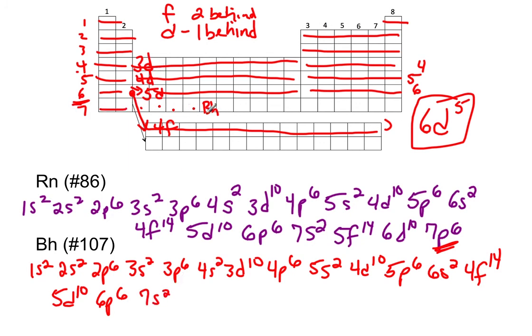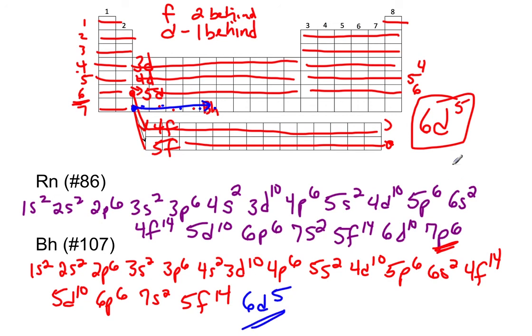Then before I get to there, I got to drop down, and I got to do my 5f's with 14. When I get to the end of my 5f14, then I pick up right here, where I left off, where I drop down. I go back to that same spot, and then I move over till I hit the element in question. 1, 2, 3, 4, 5. So I'm in 6d5, which is what I thought when I first looked at the periodic table. So there's the electron configuration for borium.